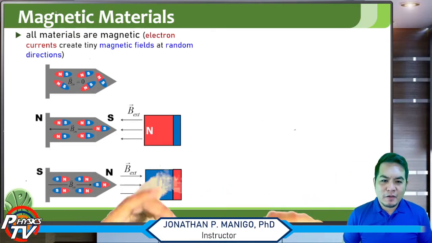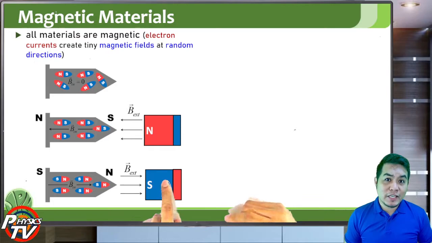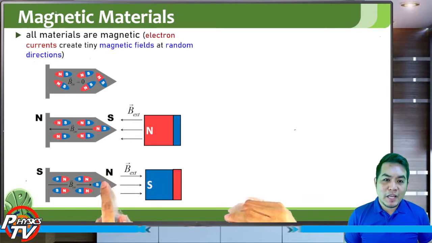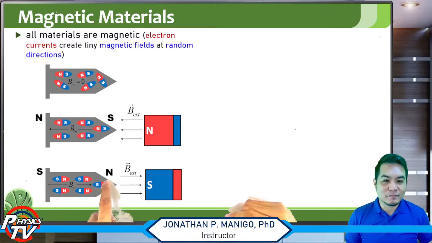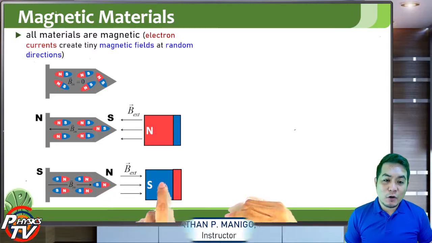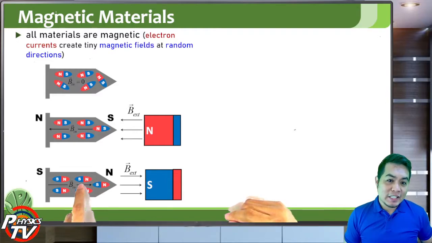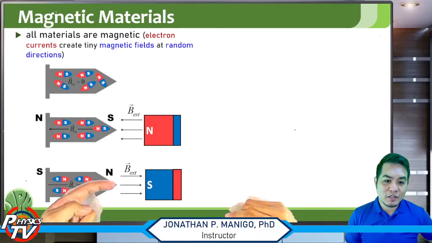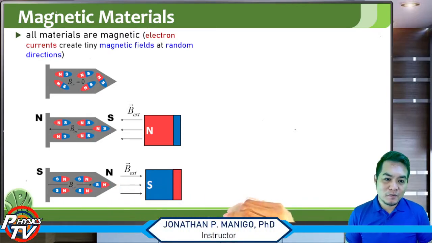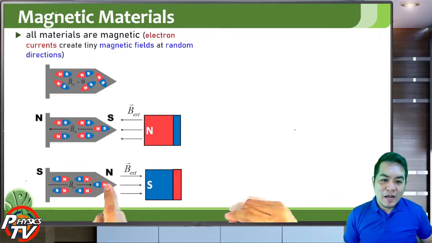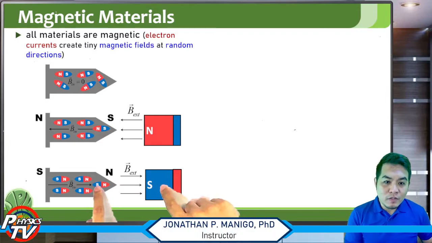The same thing happens if the direction of the external field is reversed. For example, this is a nail. If you now place a south pole of a bar magnet close to the nail, the tiny magnets inside the nail will just align with the field. In this case, the magnetic field is going to the right. So one end of the nail now becomes a north pole, and the other end becomes a south pole, and then still they will attract.